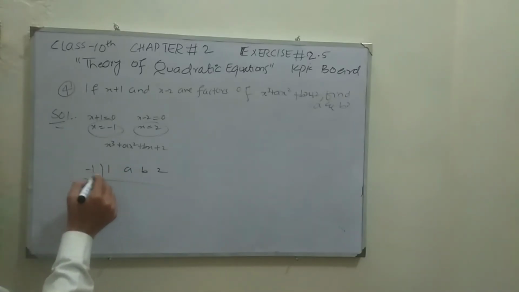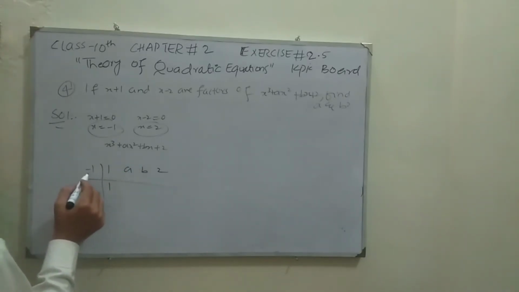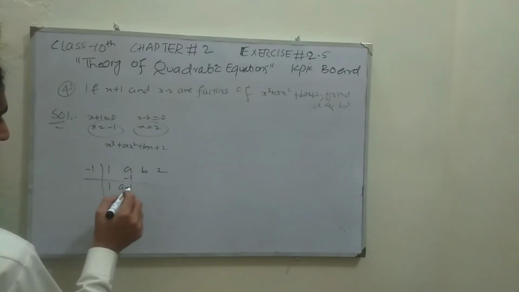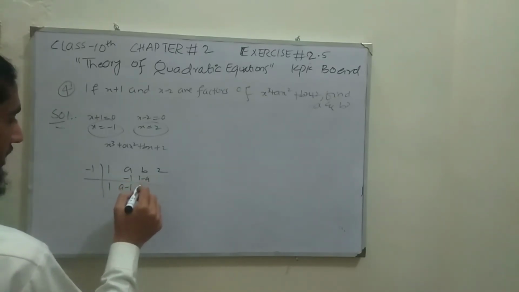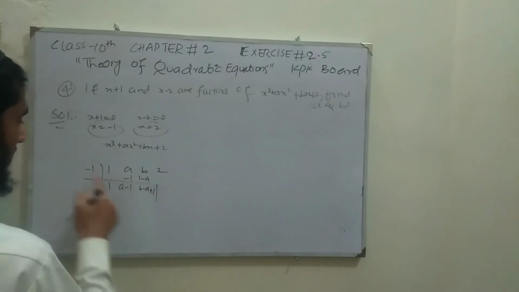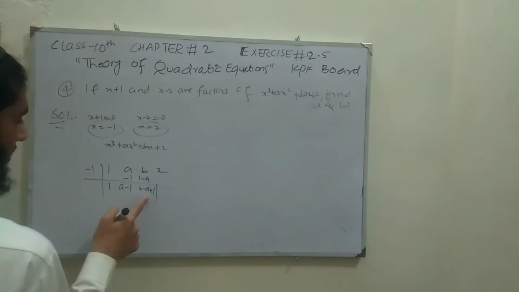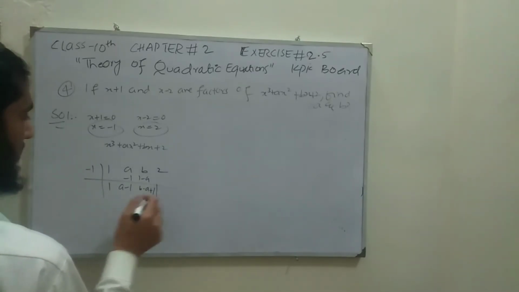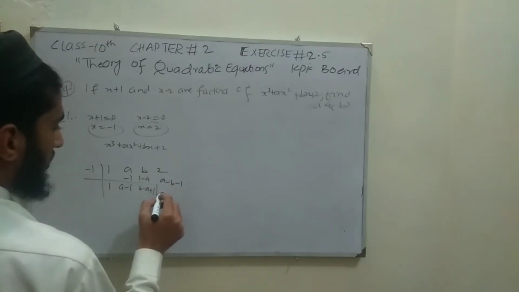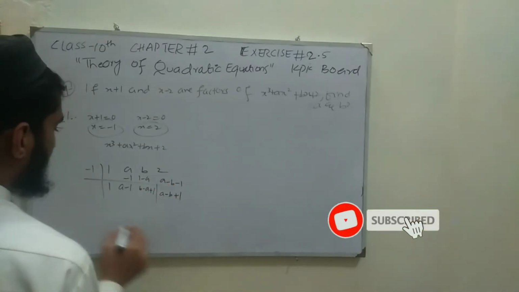Taking the first root minus 1, 1 will come down the same. Minus 1 multiply 1 gives us minus 1, a minus 1. Minus 1 multiply a minus 1 gives us 1 minus a. And b minus a plus 1. Multiply minus 1 with b minus a plus 1, it gives us a minus b minus 1. Add 2 with a minus b minus 1, it gives us a minus b plus 1.